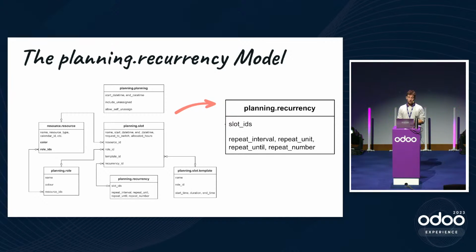Then we have the planning.recurrency model, which is very similar to the project.task.recurrency model. It's basically a recurrency configuration that now your shifts can have. And again, it has a relational field to the slot IDs, which basically point to the slots that have this recurrency configuration. But it also has temporal fields such as the repeat interval, the repeat unit, the repeat until, or the repeat number.